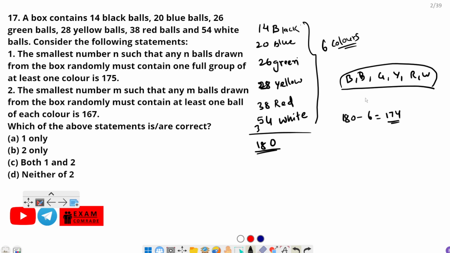I remove these from the basket. So when I take the next ball from this, we are very sure that one color is already covered. In 174 there are balls of every color except one ball, right? So if you pick one ball from this basket, there will be at least one color which will be full. So the answer is 174 plus 1, that is 175. So the first statement is correct.